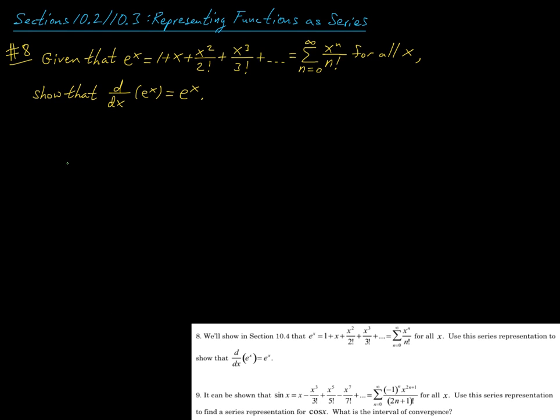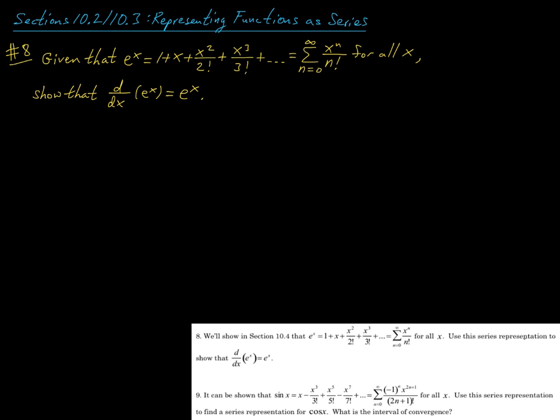Okay, in this video we're going to look at questions 8 and 9 on the worksheet. Question 8 says, we'll show in section 10.4 that e to the x is equal to this series 1 plus x squared over 2 factorial plus x cubed over 3 factorial and so on. And this series converges to e to the x for all x. And note that we can write this series using sigma notation where we're summing x to the n over n factorial, and the index n starts at 0.